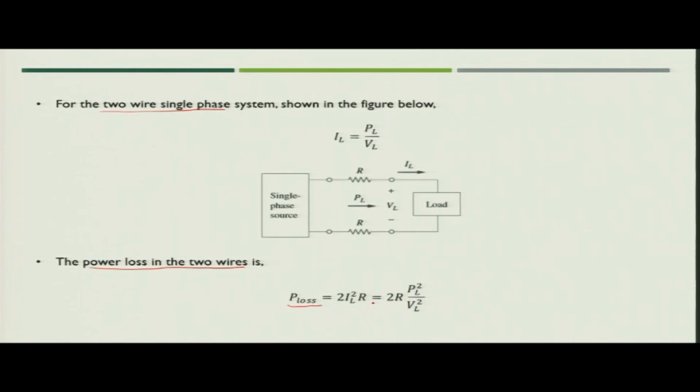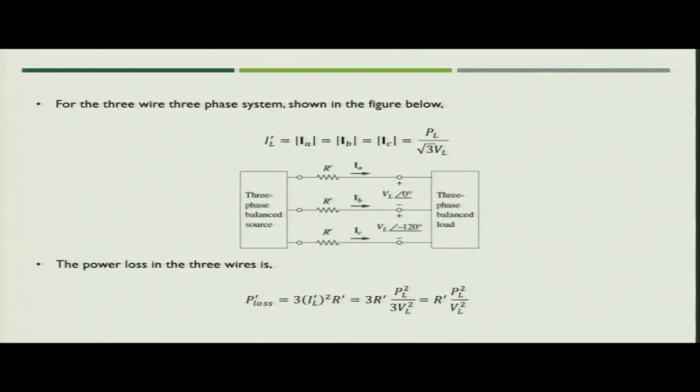So, what we can do, we can replace the value of current IL as PL square by IL square will be PL square by VL square into 2R, which will give you the power loss in the single phase system. Now, let us take the 3 wire 3 phase system.